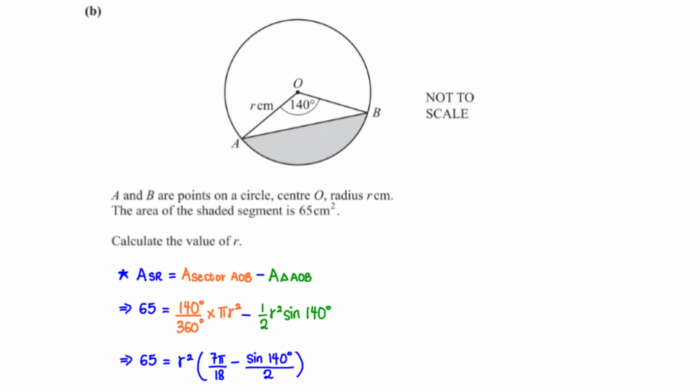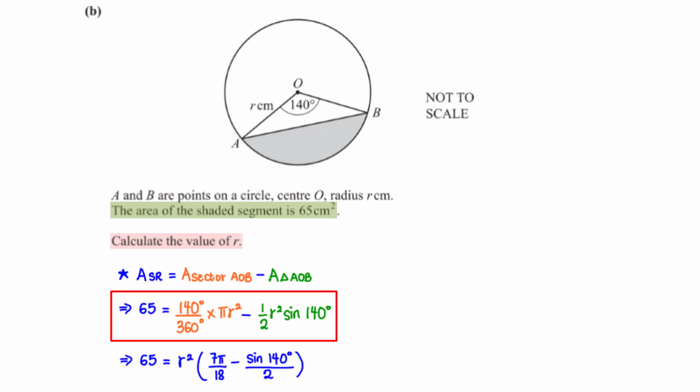A and B are points on a circle center O, radius r centimeters. The area of the shaded segment is 65 centimeters squared. Calculate the value of r. The area of the shaded segment is equal to the area of sector AOB minus the area of triangle AOB. We've been given the shaded area as 65 centimeters squared.